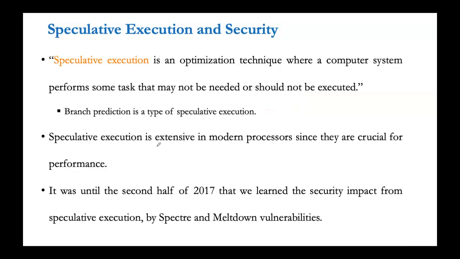Speculative execution is essential in modern processors, since it is crucial for performance. But it was not until the first half of 2017 that we learned there are some security impacts from this speculative execution. We named them the Spectre and Meltdown vulnerabilities.